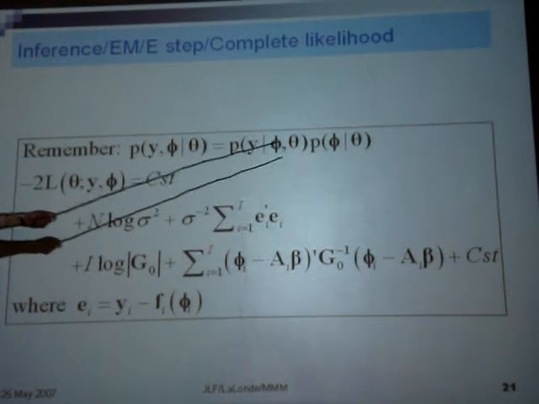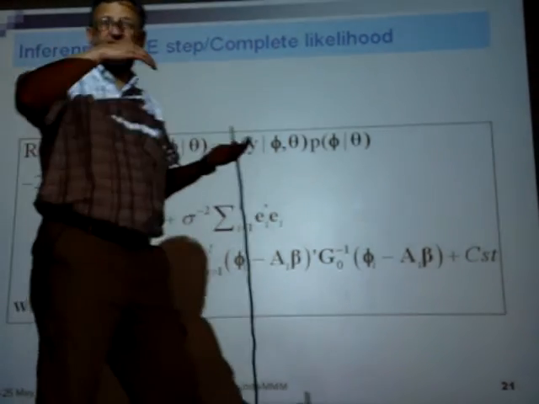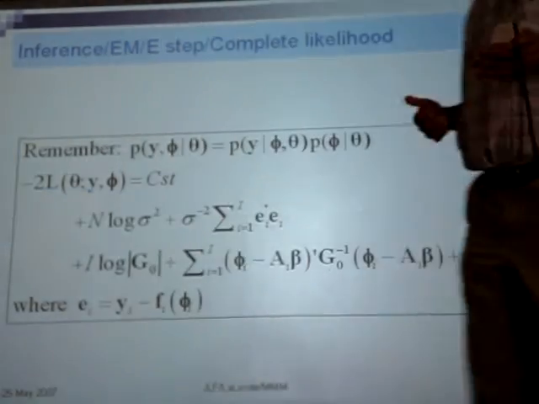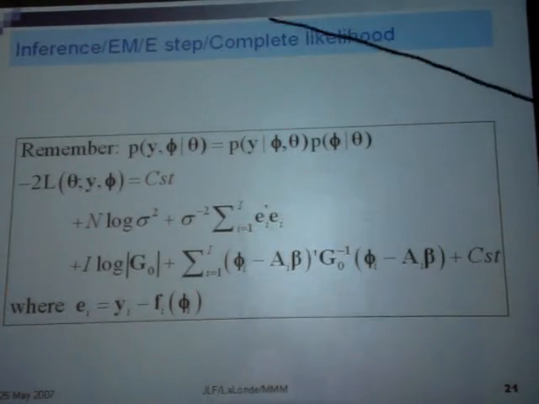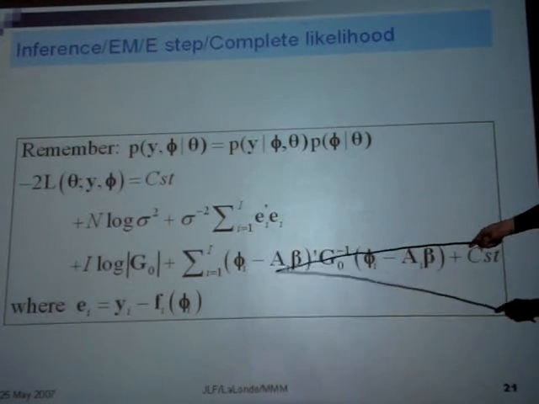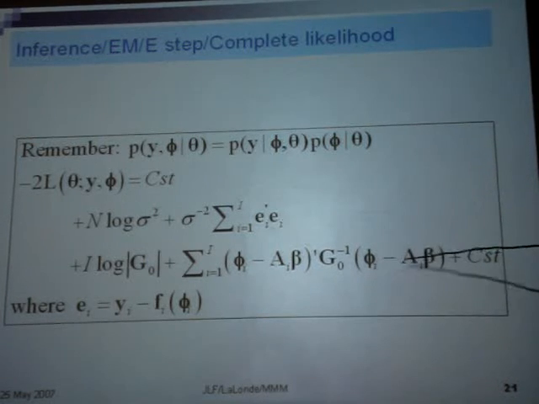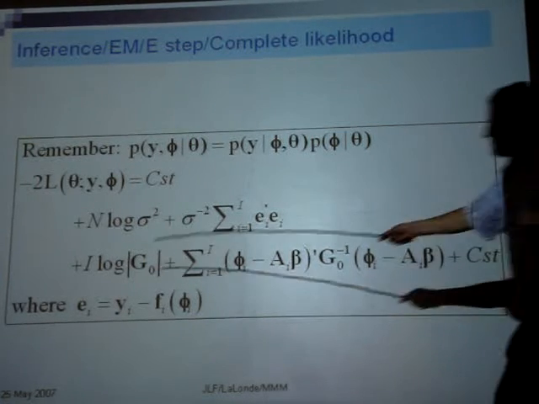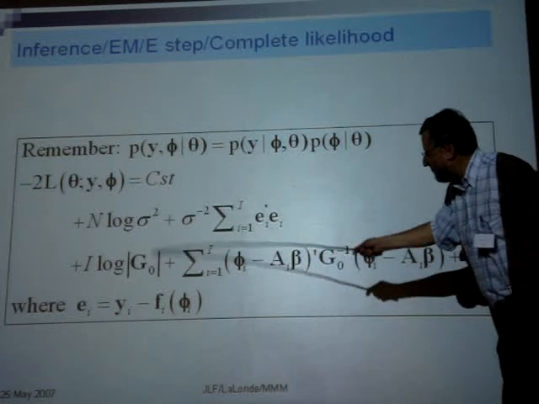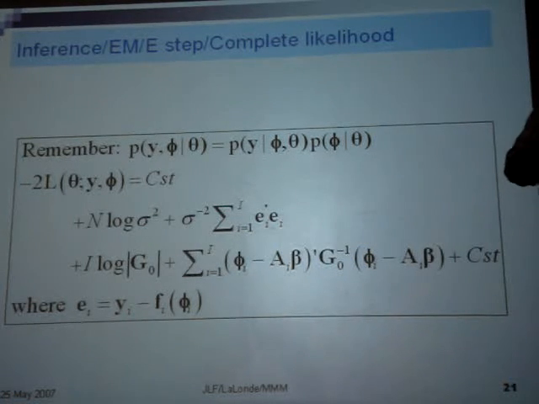Now we have the density of the random effects. There is no difficulty in writing it because we have made the assumption of normality. Remember, phi i is distributed as N(beta, G0). So we write the density of the random effect: phi minus its expectation, transpose, the inverse of the variance covariance matrix, phi minus its expectation, plus the log of the determinant of the variance covariance matrix, times the number of units. So we already have the log of the complete data likelihood.